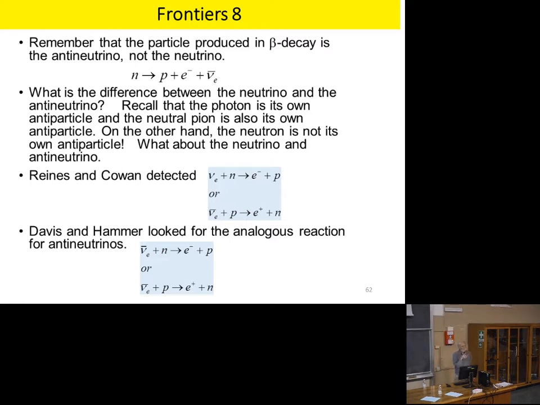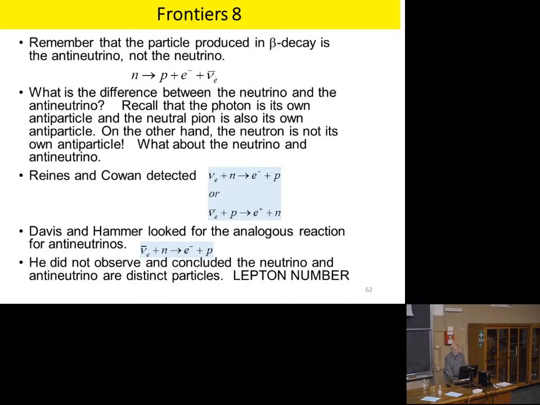There's no anti-pi zero. There's no anti-photon. On the other hand, the neutron is not its own antiparticle. We have antineutrons. So what about the neutrino and the antineutrino? That's what was the question when Reines and Cowan developed the detection of the antineutrino. And that was when Davis and Hammer looked for the same analogous reaction with antineutrinos, but they didn't see any. That told us that somehow the neutrino and the antineutrino are distinct particles. And you might remember back a few lectures that I talked about in the weak interactions that there's a conservation principle which has to do with conservation of lepton number. And so that's the reason that these aren't seen.